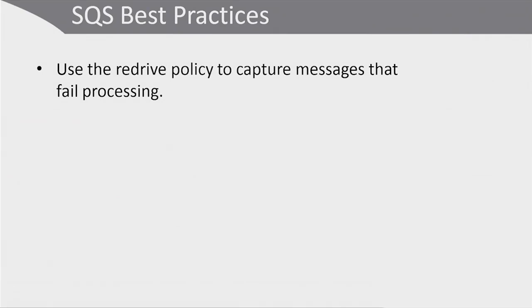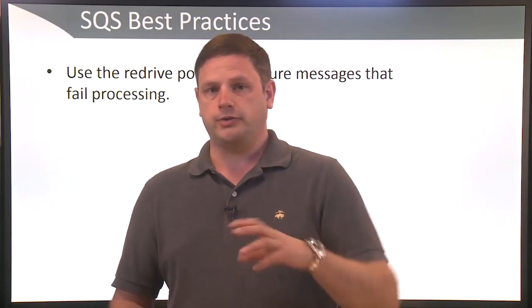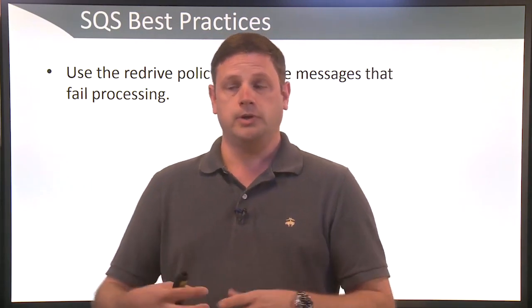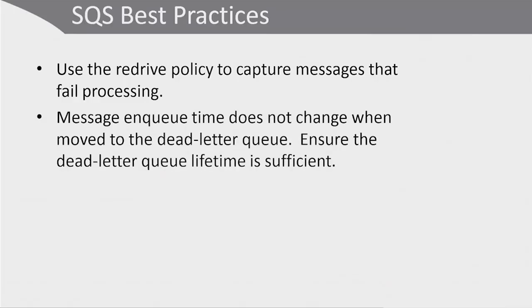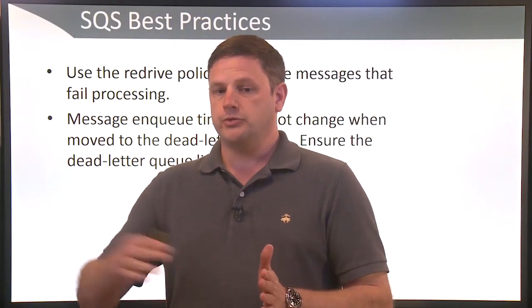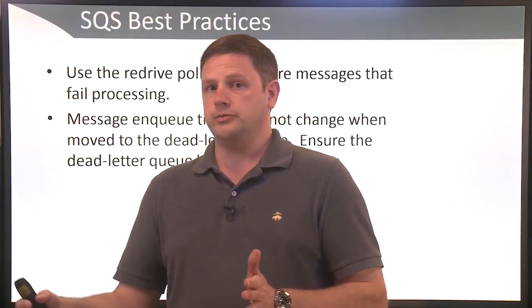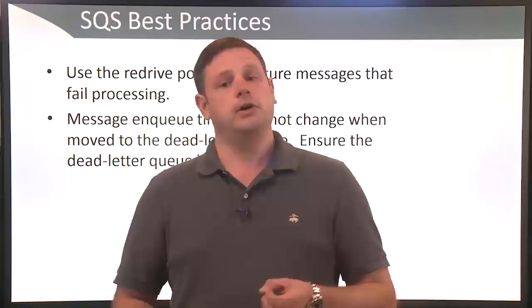Use a redrive policy to capture messages that fail processing. This is our dead letter queue. So as items fail to get processed in sufficient time from some sort of source queue, stick it in a dead letter queue, and then finally have it removed. Keep this point in mind. Message in queue time does not change whenever it moves to that dead letter queue. So if the message is received on June 1st, then when it moves to the dead letter queue, it was still received on June 1st, and it could be deleted at the maximum lifetime for that particular message. So keep that in mind.